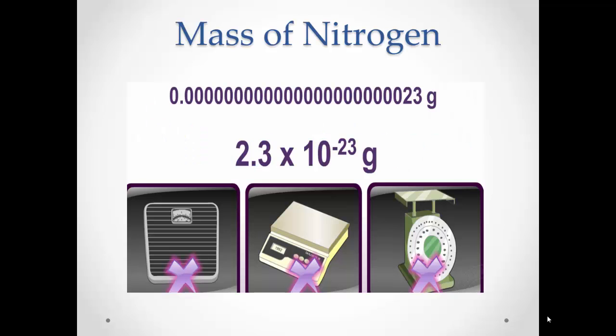Atoms are tiny, too tiny to be able to count, or even, until fairly recently, to be able to see individually. The mass of nitrogen, for example, is 2.3 times 10 to the negative 23rd grams. So being able to mass out individual atoms in a lab is not a very realistic expectation.